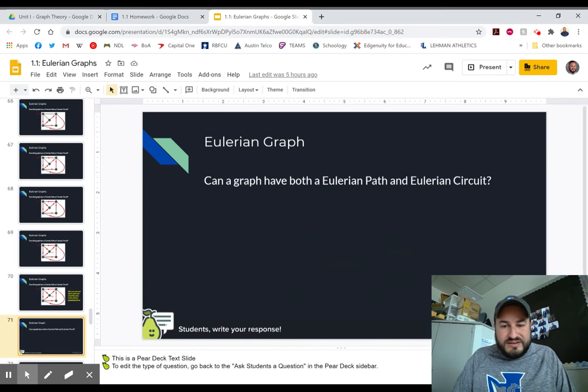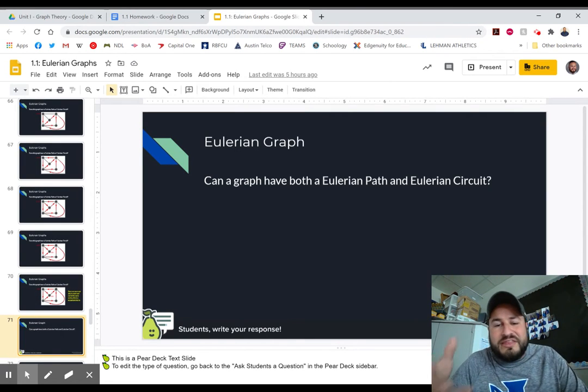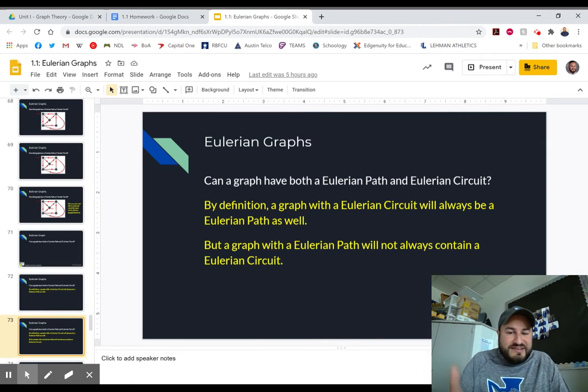That's a possibility for these graphs. You might be thinking, can a graph be a path and a circuit? Yes, it can. Think of it as a square and a rectangle. A square is always a rectangle, but a rectangle is not always a square. By definition, a circuit will always have a path because they both use every edge exactly once. The only difference is that circuits start and end at the same vertex. Just because a graph has a path doesn't always mean it has a circuit, so be careful with that.